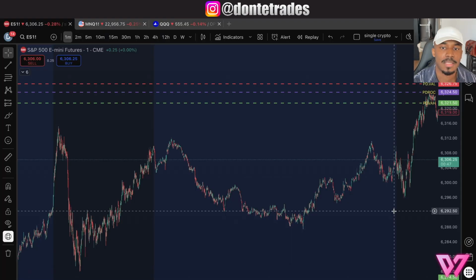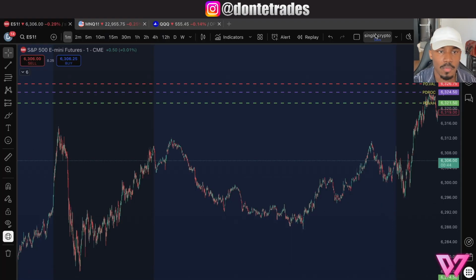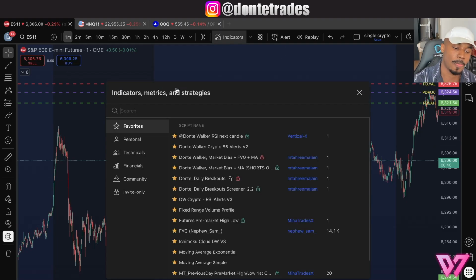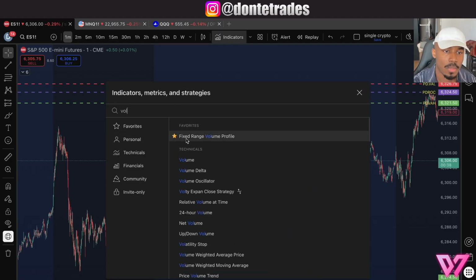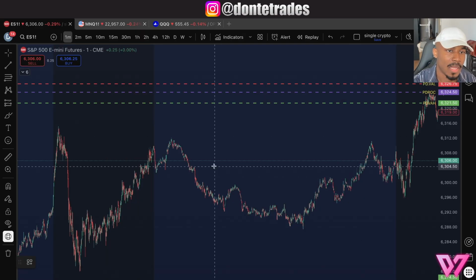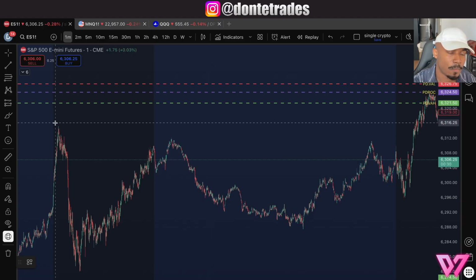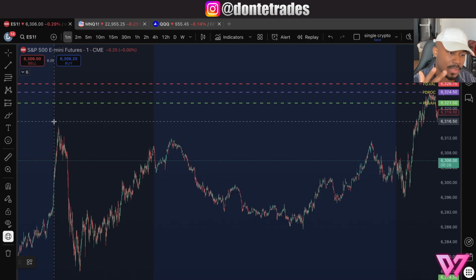All right, so now you guys can see I'm here in TradingView. And the first thing you want to do when you go into TradingView is come to here and type in volume. And we want to bring up the fixed range volume profile. What you're going to want to do is bring that across from the previous day's normal session.